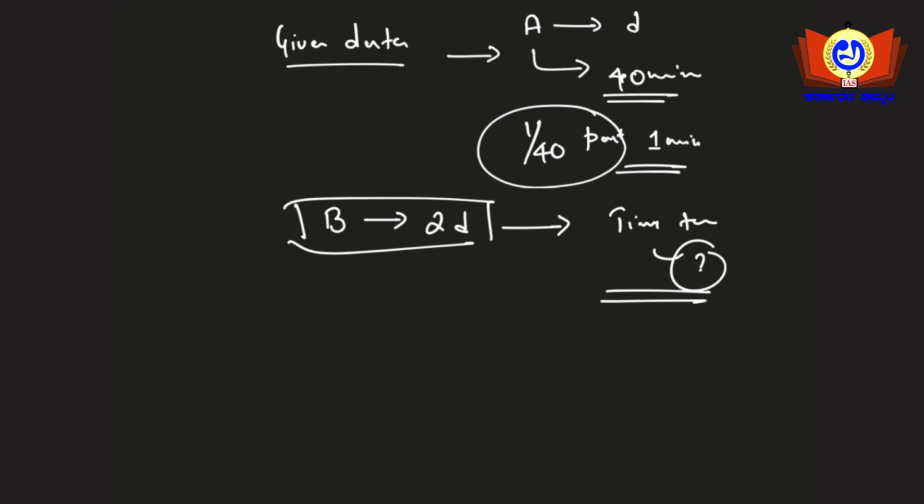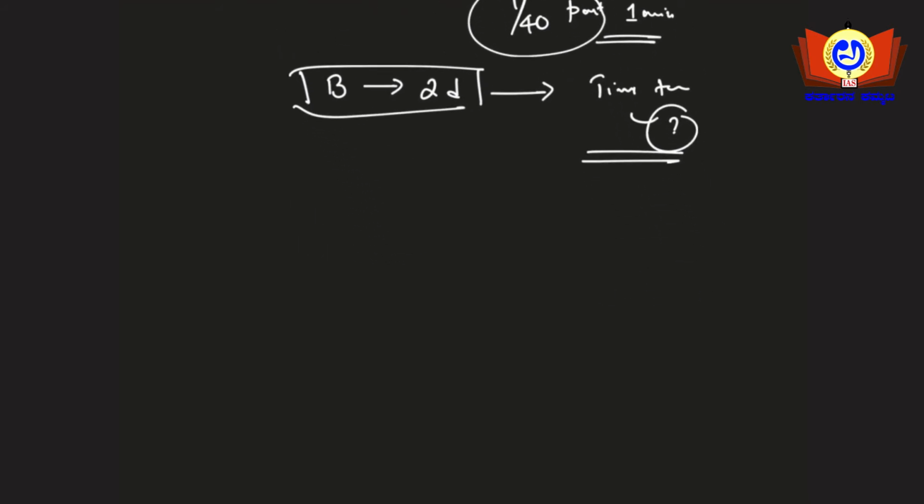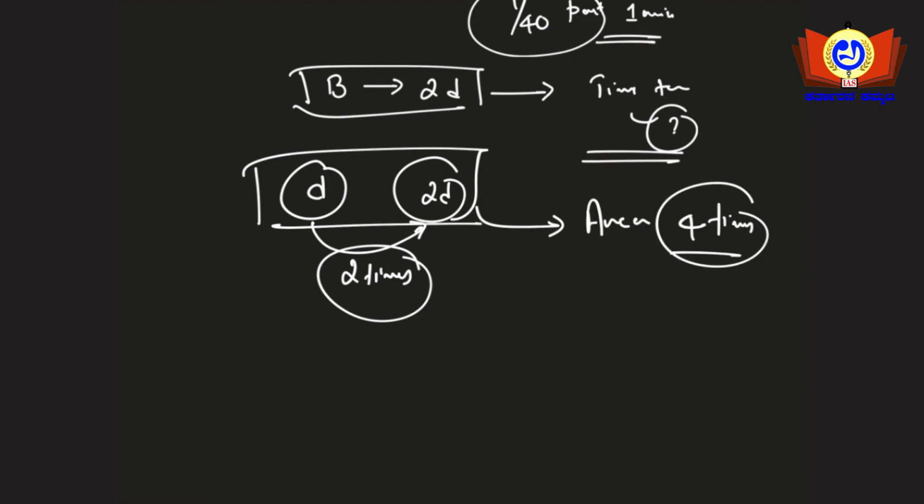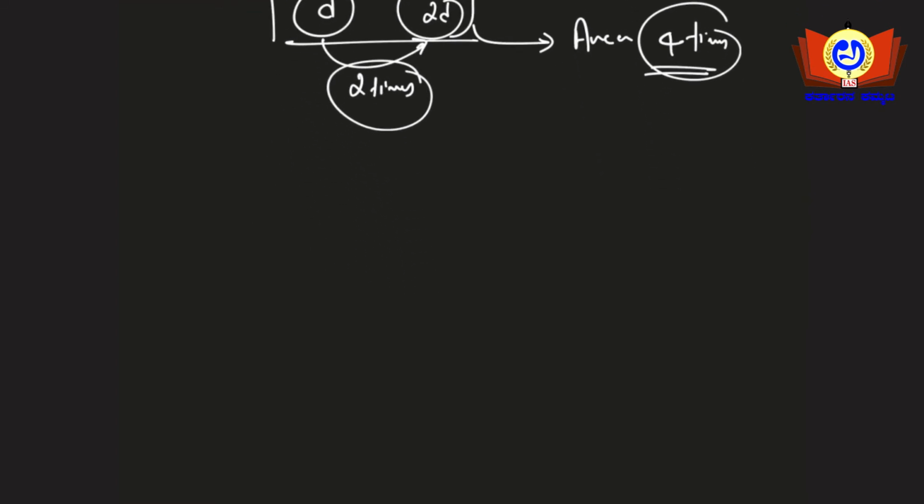Upon seeing this question, you can see that the diameter was initially D and it has increased to 2D. So the diameter has been increased 2 times. When the diameter is increased 2 times, the area will be increased 4 times. I will explain with an example. If the diameter is D, then the radius R will be D by 2.